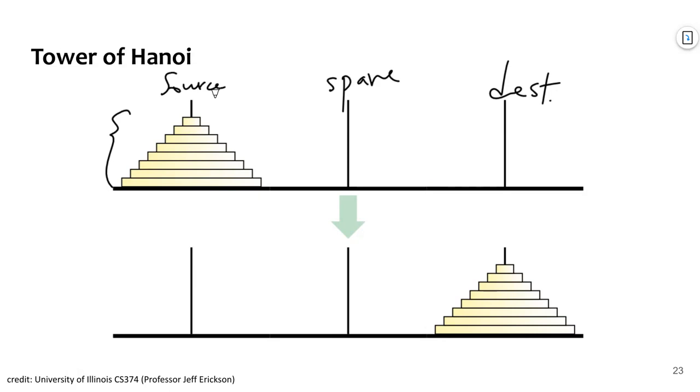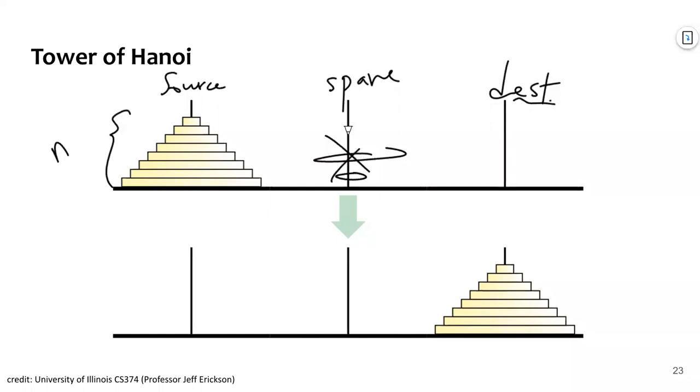So we have 3 poles and a number of plates like this. Let's say n plates. And we want to move all the plates in the source pole to the destination pole. However, the rule is like this. You cannot put larger plate on smaller plate. You cannot do this. All right.